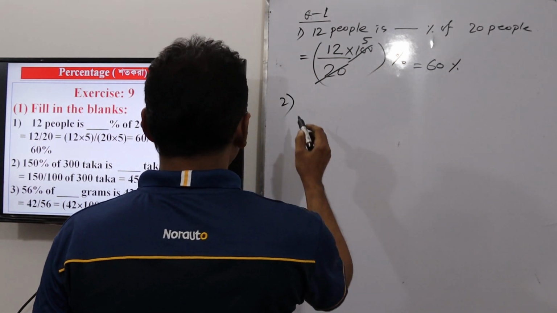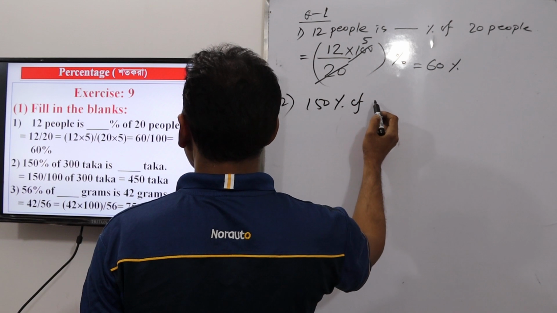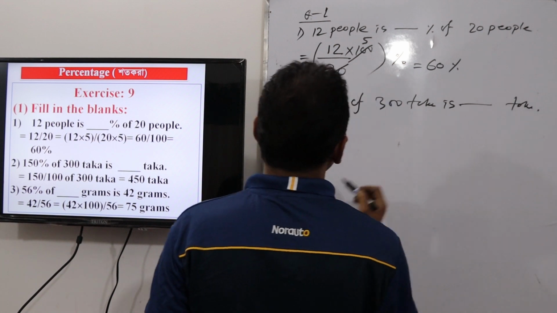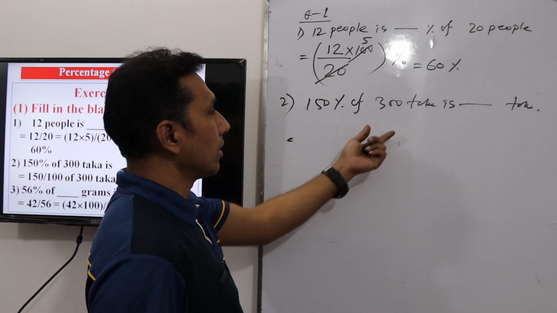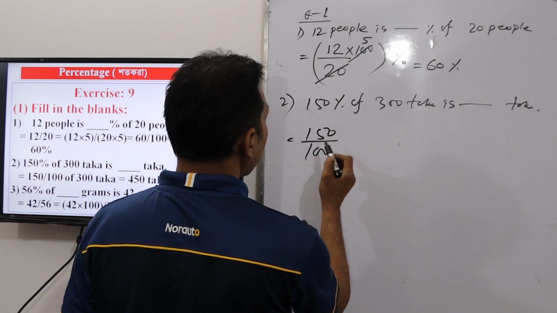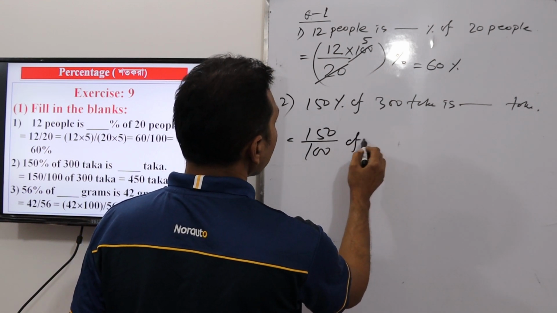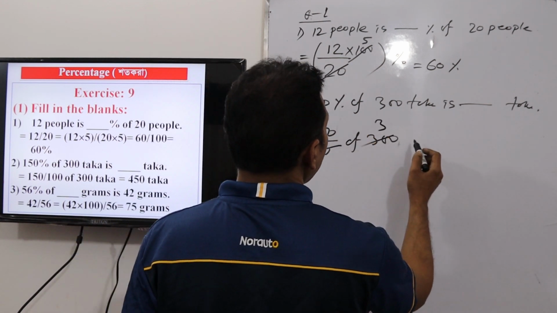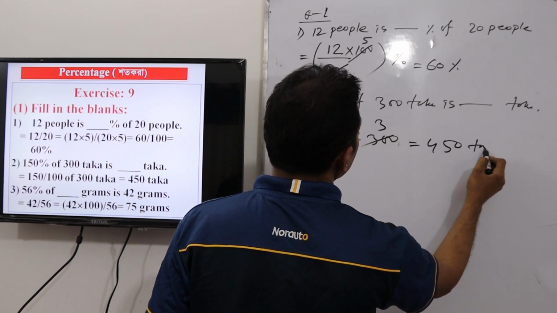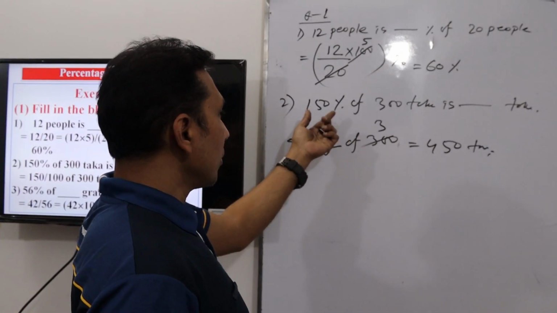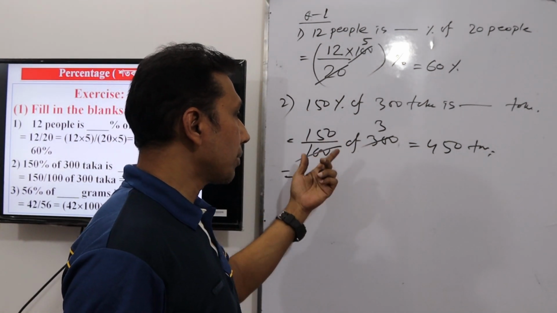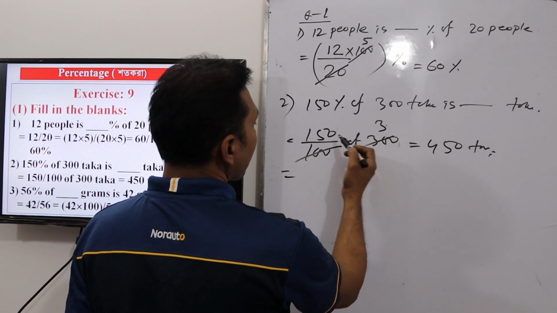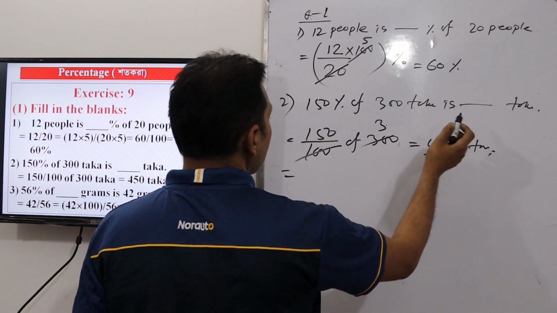Number 2: 150% of 300 taka is dash taka. Now, 150% means 150 divided by 100, of 300. 150 divided by 100 times 300 equals 450 taka. This is 450 taka.